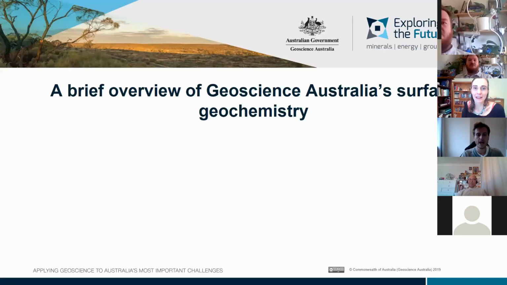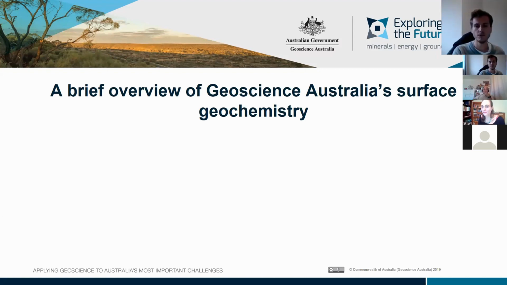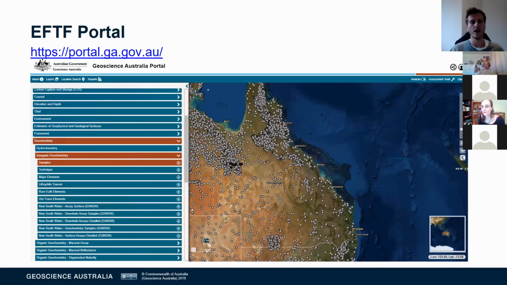Hopefully that's up now. So today I'm just going to be giving a very brief overview of the surface geochemistry data that's available from Geoscience Australia. To start with, I'll just cover our new portal, which is the Exploring for the Future portal, where all of this data can be got from.